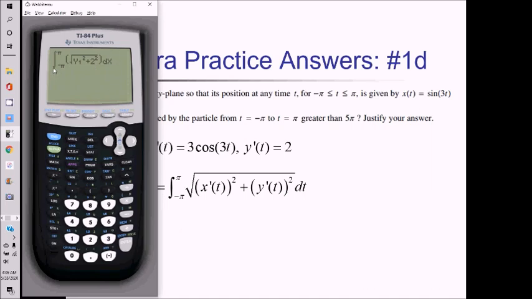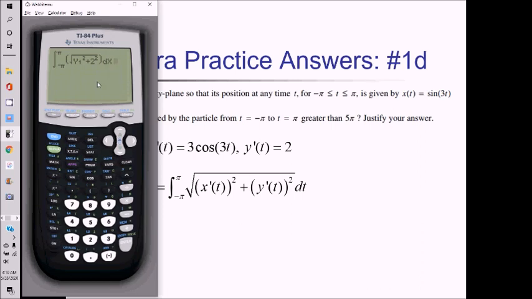Math 9 to get my integral from negative pi to positive pi. And then let's see here, we have a square root. I stored x prime as y1, so I can do alpha trace y1 and square that. And y prime is just 2, so 2 squared. Instead of t, I'll put an x, but I've been using x consistently everywhere else. So as long as you're consistent about your dummy variable usage, you're good to go.